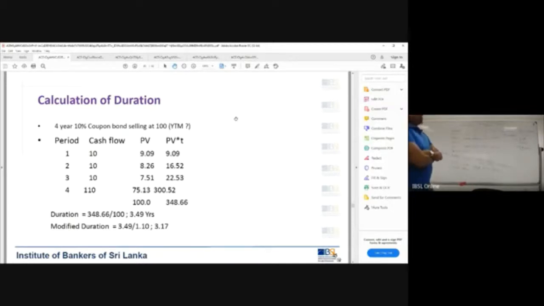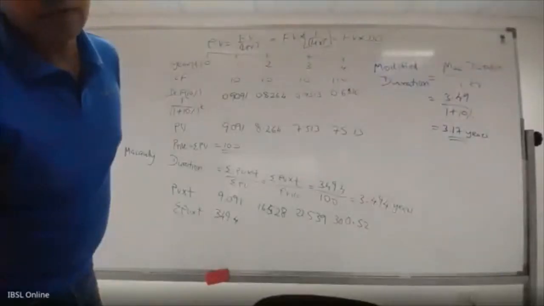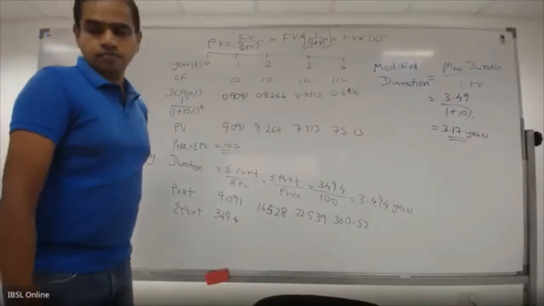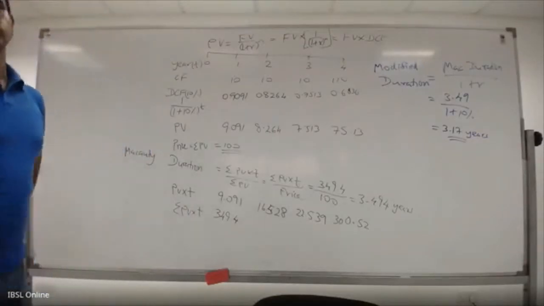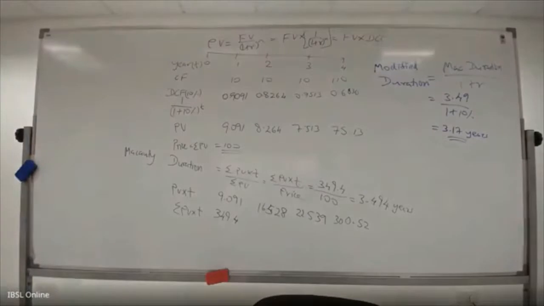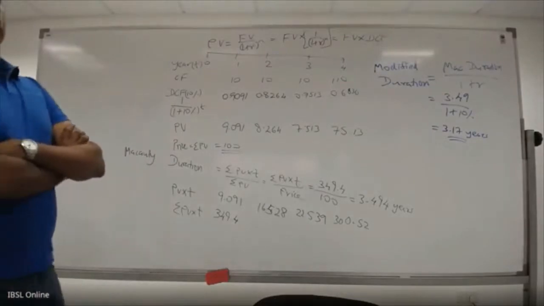Now the next question is, how do you interpret this 3.17? How would you interpret 3.17? What do you all think?